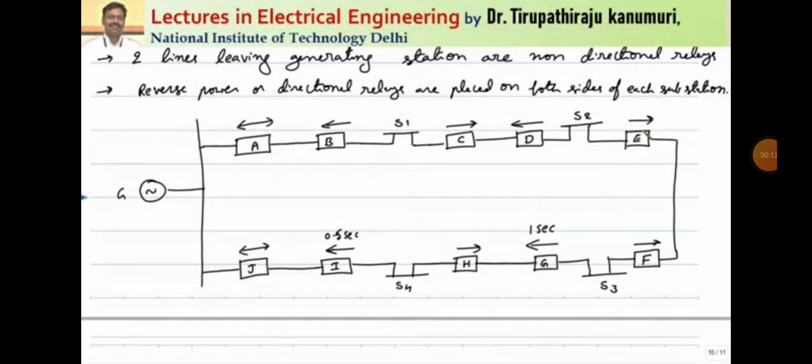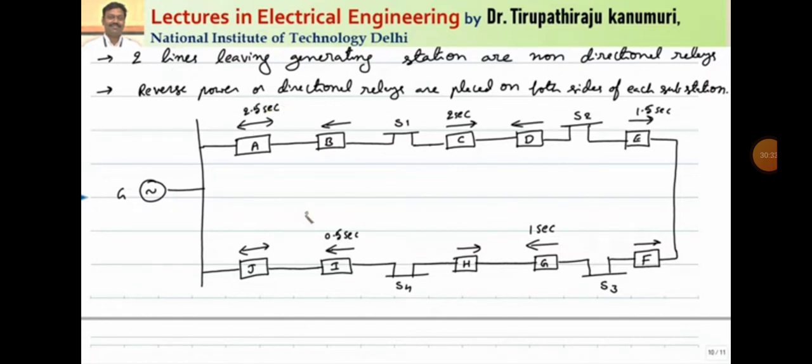And which relay is having the same direction? Again relay number E. So this relay number E will operate after 0.5 seconds, so this is 1.5. Again relay number C, this will operate after 2 seconds. After this, which is operating in the same direction? Relay number A. So this is set to operate at 2.5 seconds. In this way you have to do.